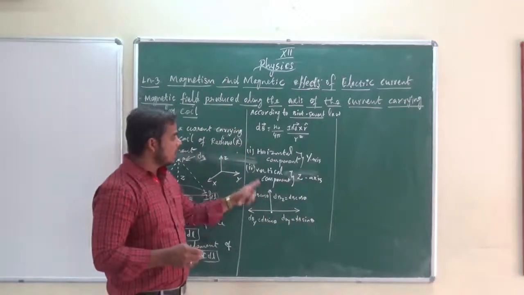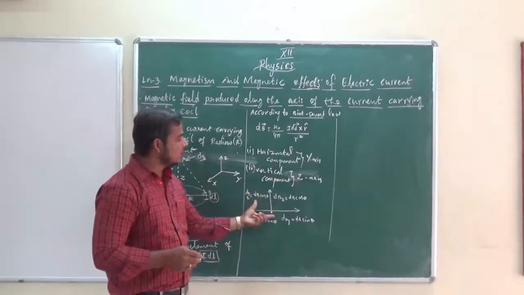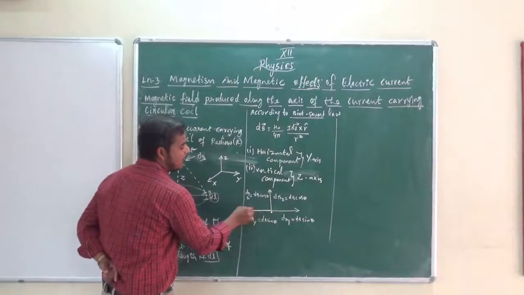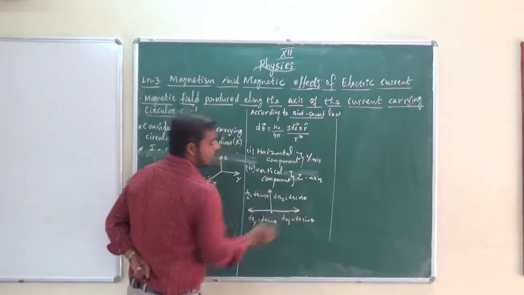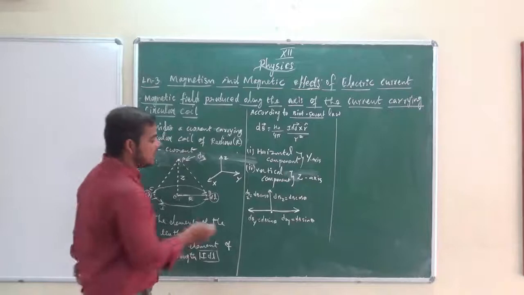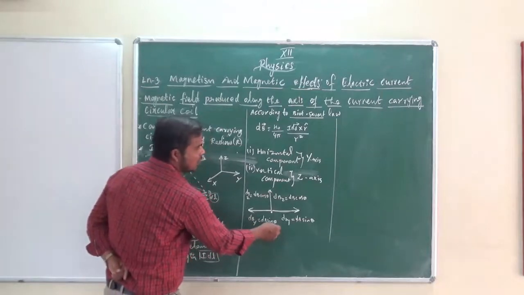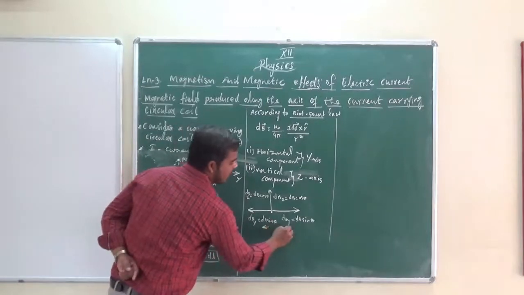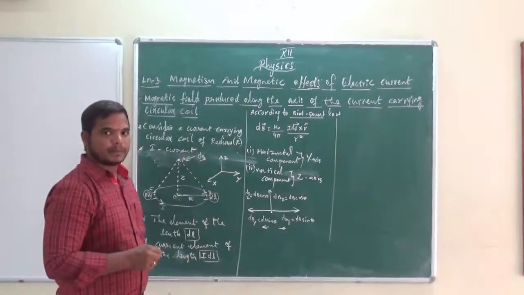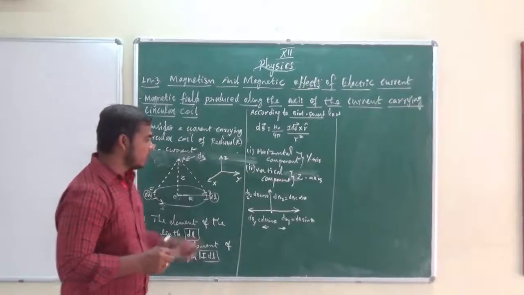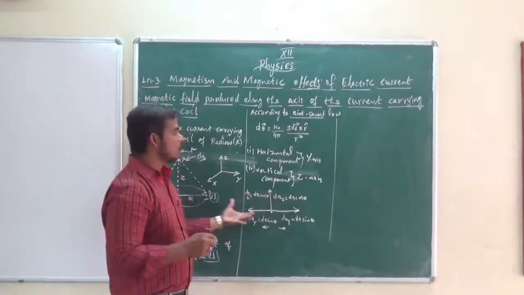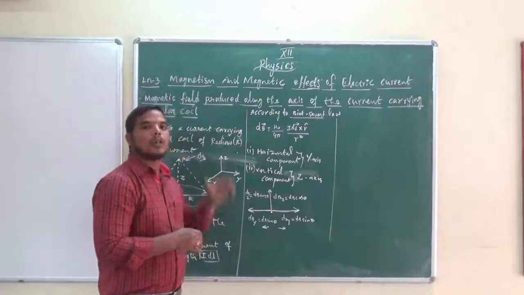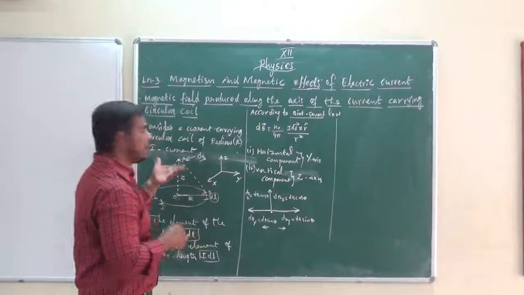Here the vertical components act in the same direction, but the horizontal components act in opposite directions. So the magnetic induction in the horizontal component cancels, because they are in opposite directions. What about the vertical components? They act in the same direction, so they are added at the point P.